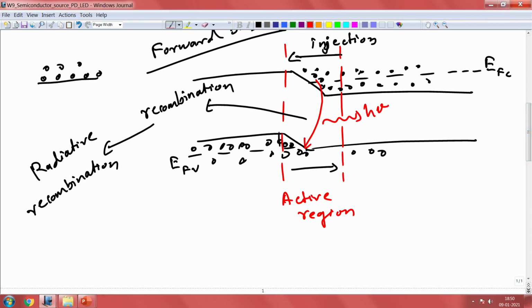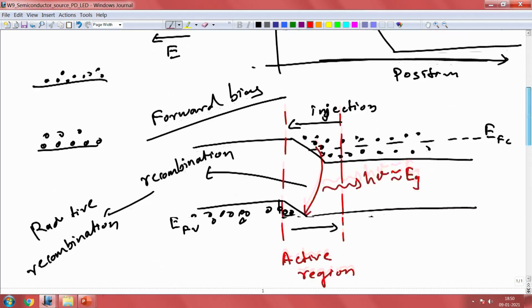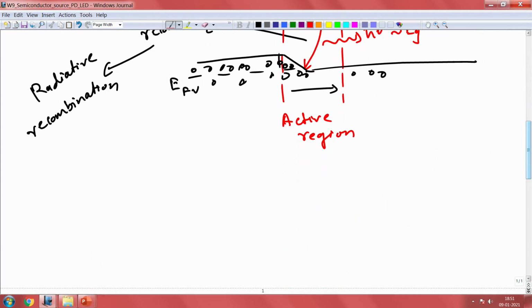This is what we would like to do, and this generated photon will share the energy. This will be close to the band gap energy that we have. This is something that we would like to do when you have a junction. So, let us look at different configurations of using this PN junction for various light emitters.